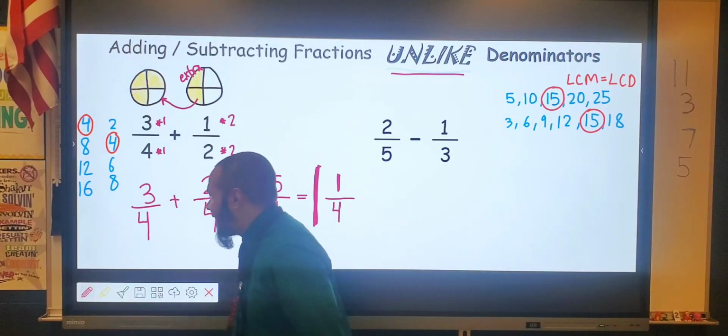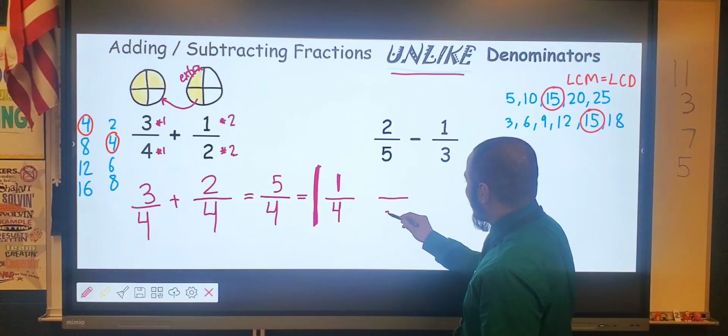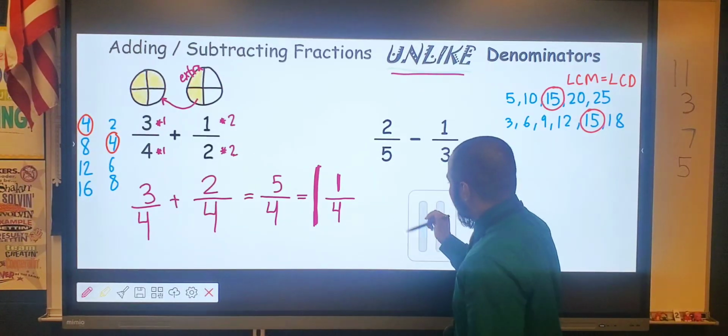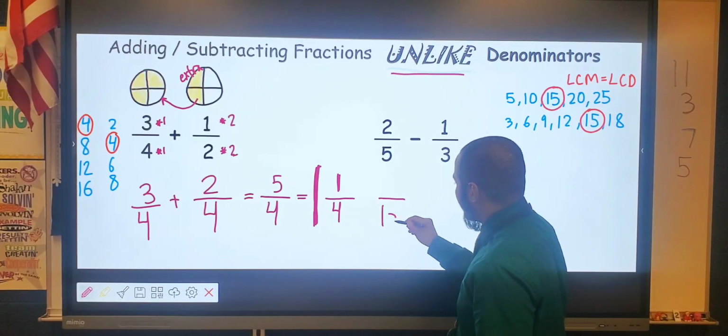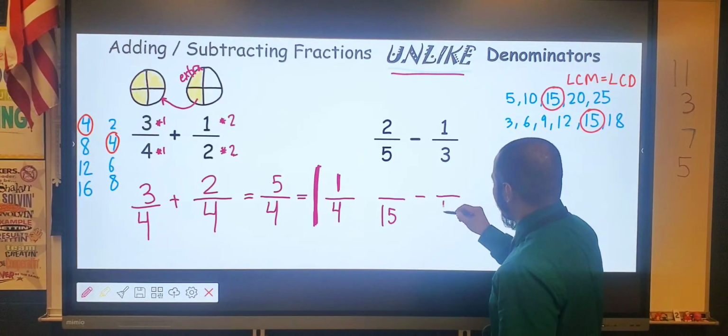So my new denominator is going to be something over 15 minus something over 15.